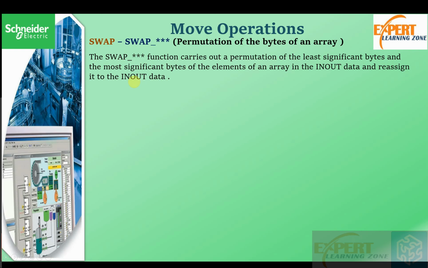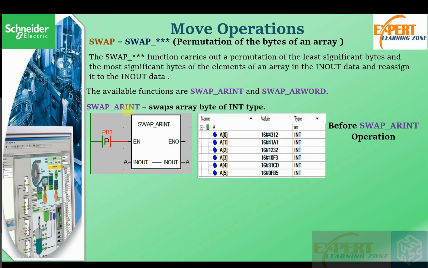So it's a kind of feedback. The output is fed back to the input. When the swap is performed, the output is swapped and sent back to the input. Two functions are available. We can either swap an array of integers or swap an array of words. So we have swap array word and swap array int. We have used swap array int to simulate this function, to explain this function.